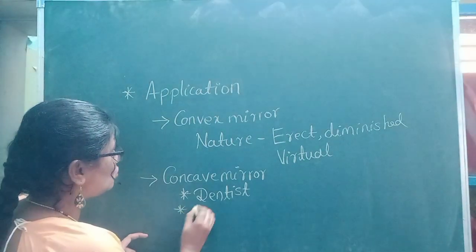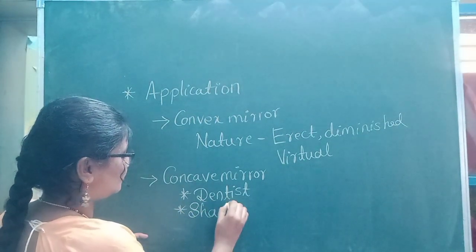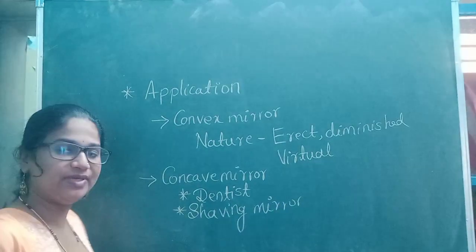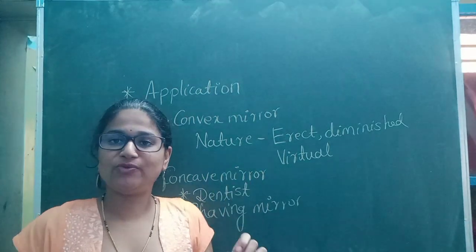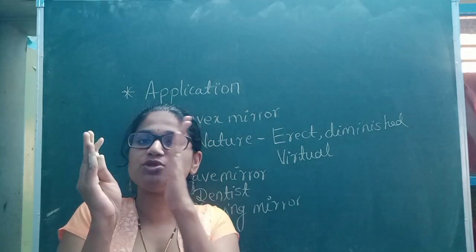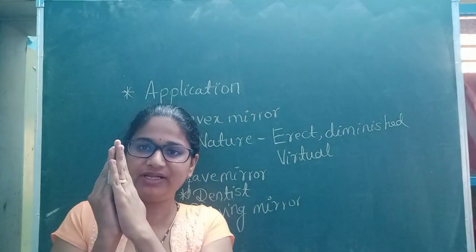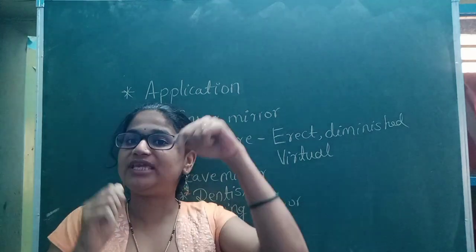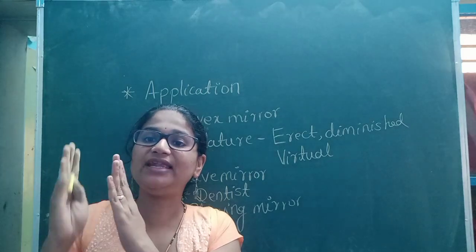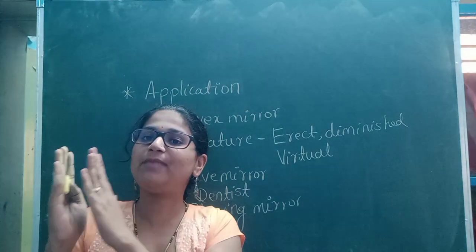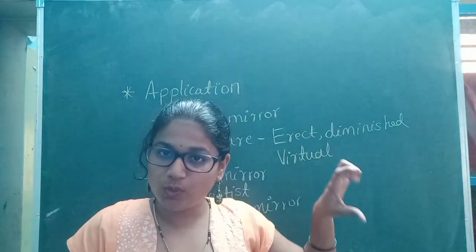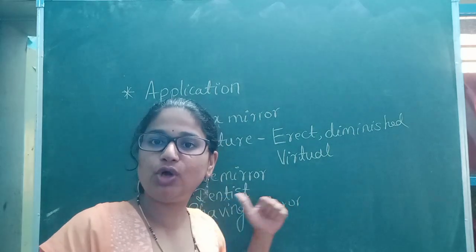Then it is also used as a shaving mirror. Concave mirror is also used as a shaving mirror. Why? Because the nature of the concave mirror is, when the object becomes very close to the concave mirror, the image will not be inverted, it will be erect, and we will get a magnified image. The image will be erect and magnified. But the usual nature is that we get an inverted and diminished image with a concave mirror.